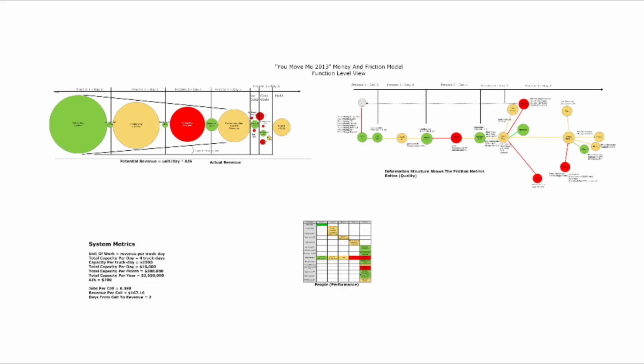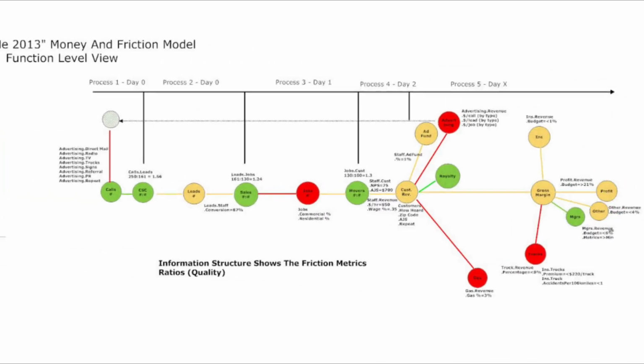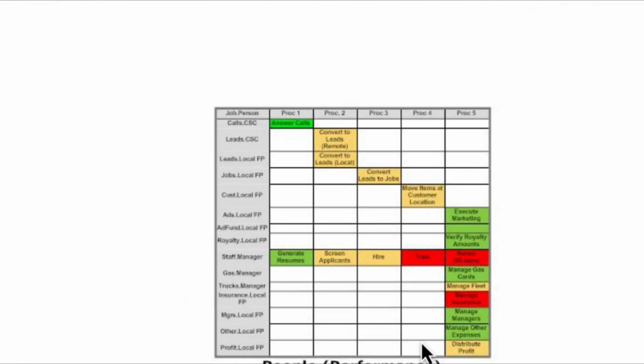This is another business, a moving company called You Move Me. And they all work the same way. There's the conversion of money through the sales funnel and the conversion of the money through the income statement. There is the map of all the processes that's happening in the business and the performance of each process color-coded at each step. And then there is the performance of the people in each process at each step, color-coded, as the money's moving through the system.